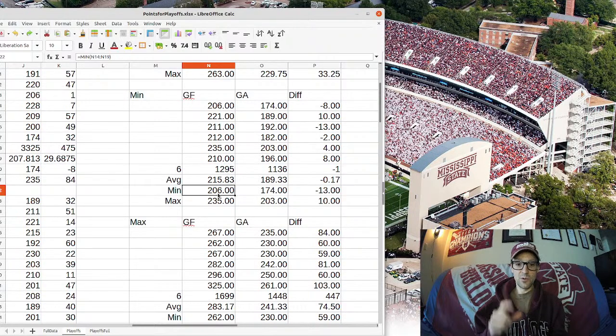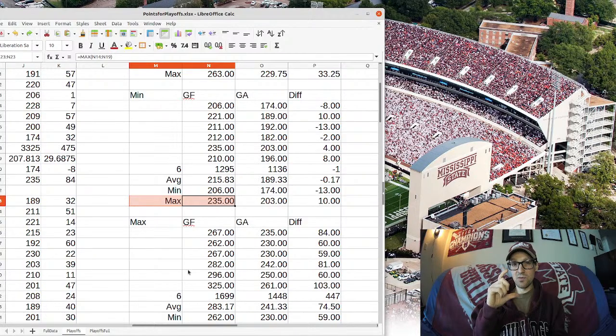Complete minimum goals for was 206, and the complete max of the minimums was 235. So what that tells you is the safest, in theory, amount of goals for to get you into the playoffs is this number here. Or once we get to the max numbers, the minimum of the maximums. That kind of gives you a range of where you want to be at minimum to make the playoffs for goals for. Same thing for goals against.